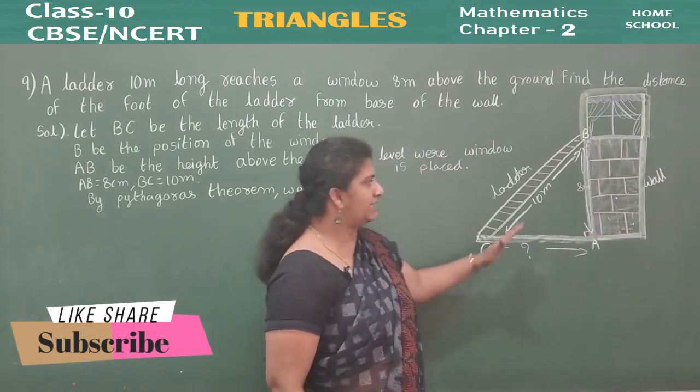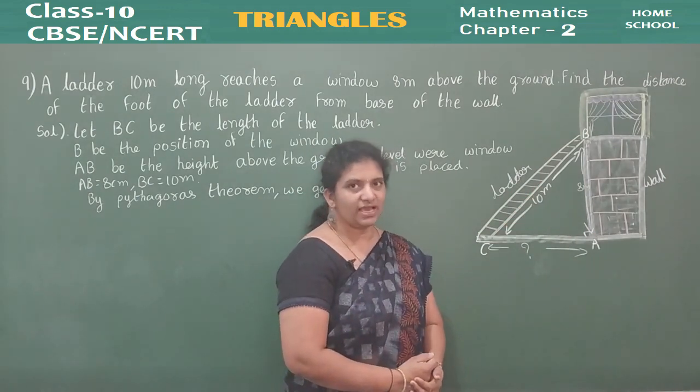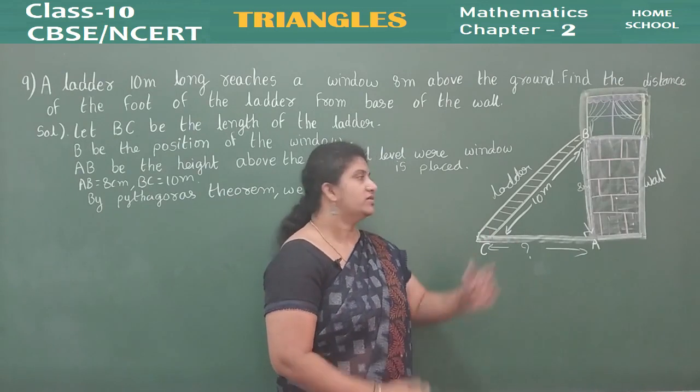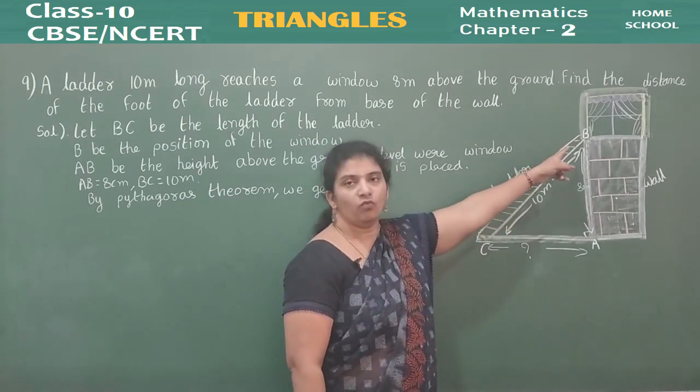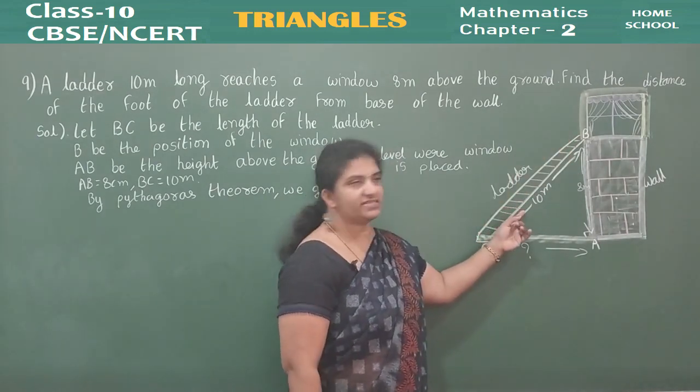So understand here. Can you see a right triangle inside? Yes, we need to apply the Pythagoras theorem. So observe the ladder, wall, and there is the window. The length of the ladder is 10 meters.